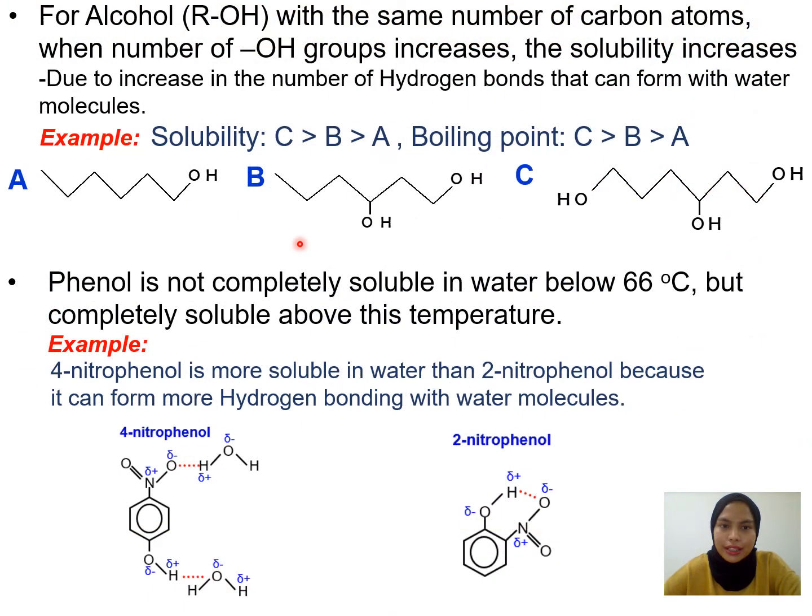Alright, so let's say you have alcohols with the same number of carbon atoms but a different number of OH groups. What will happen to the solubility and also the boiling point? Okay, so if you look at structures A, B and C, C has 3 OH, compared to structure B which has 2 OH, compared to structure A which has only 1 OH.